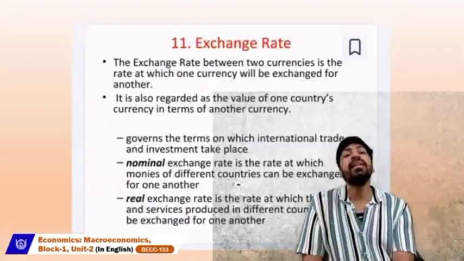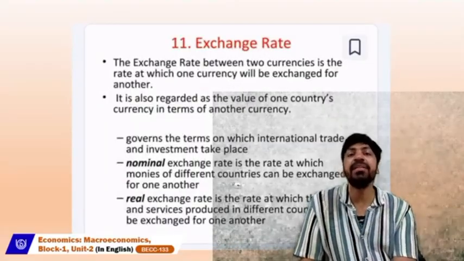The next concept, and the last macroeconomic variable, is the exchange rate.